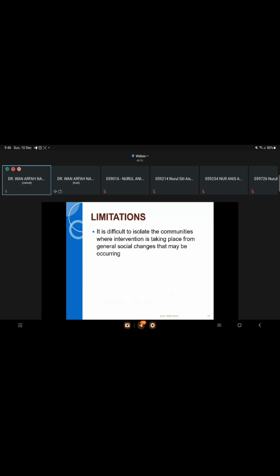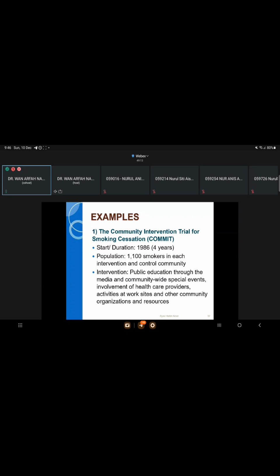These are examples of big community trials that have been done. This one is not in Malaysia, and it was quite some time ago, for example 1986. But what I want to show here is a long study. A community study of 4 years on smoking cessation, with 4 years of public education.